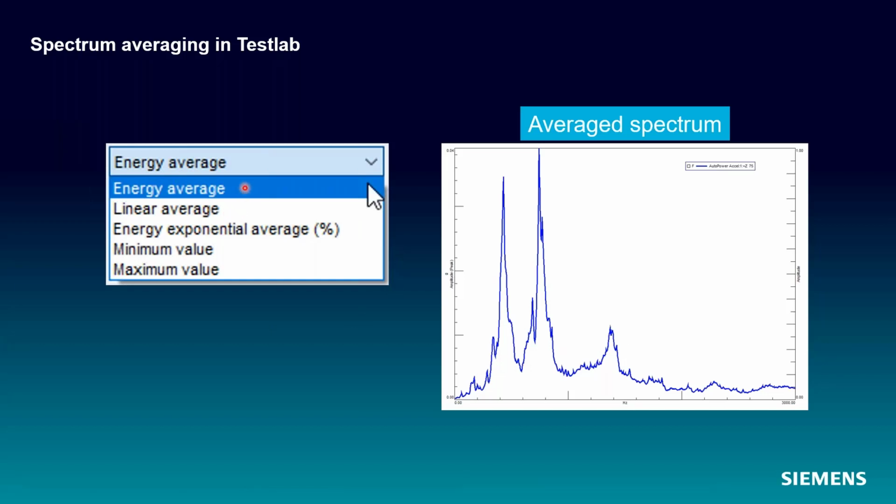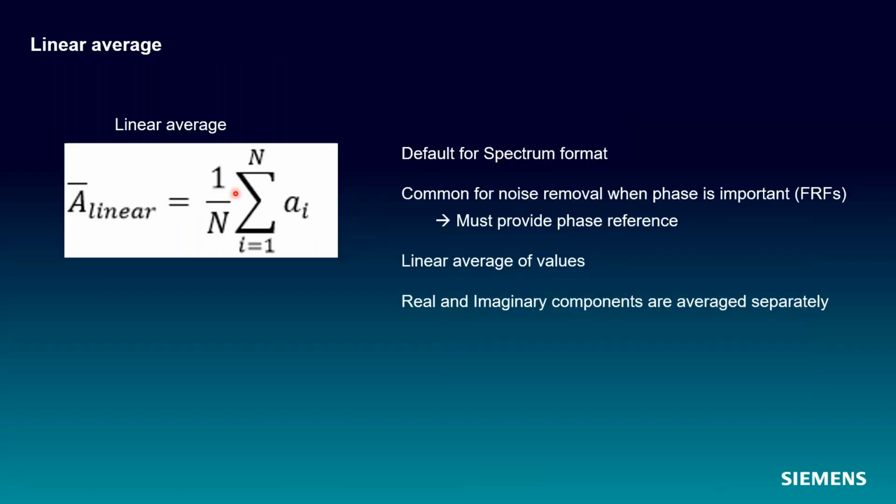And you'll have these choices, and these should look familiar from our agenda. They are the energy average, the linear average, the special case of the energy, which is an exponential average, and then our friends min and max hold, or minimum value and maximum value. So let's take a look at these one by one and get to know them a little bit better.